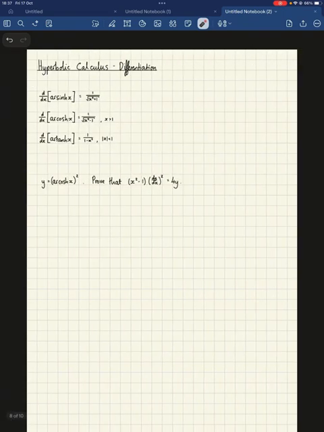Okay, now we are on to differentiating the inverse hyperbolic functions.